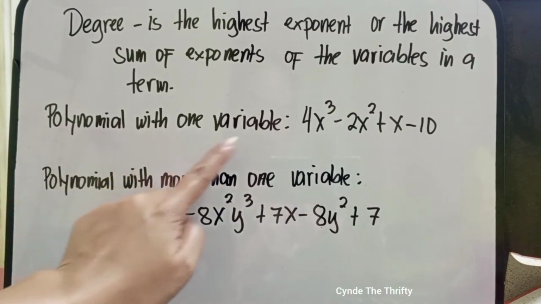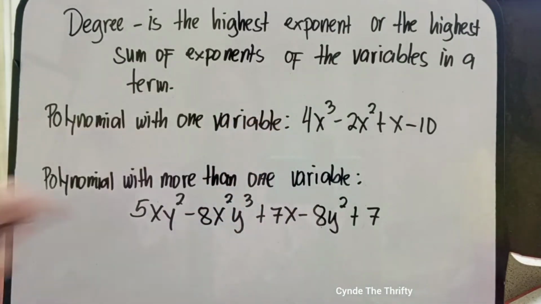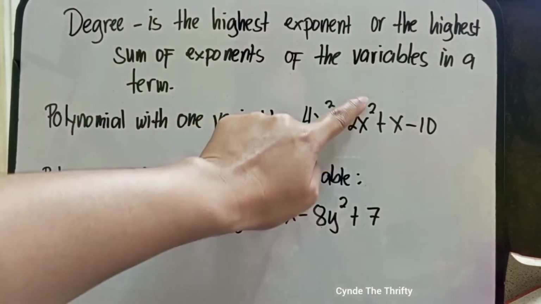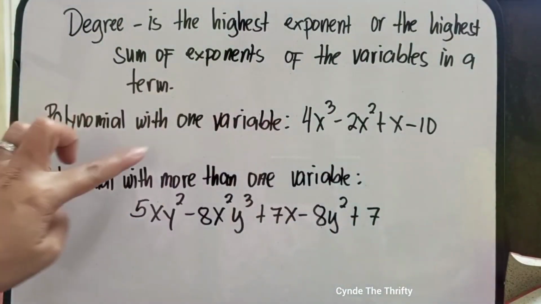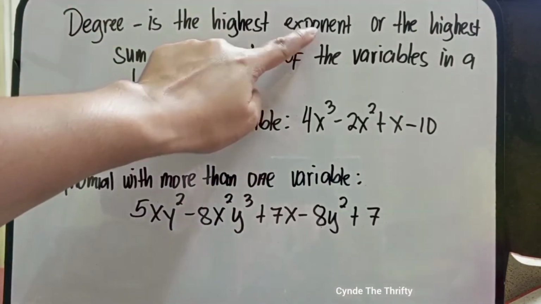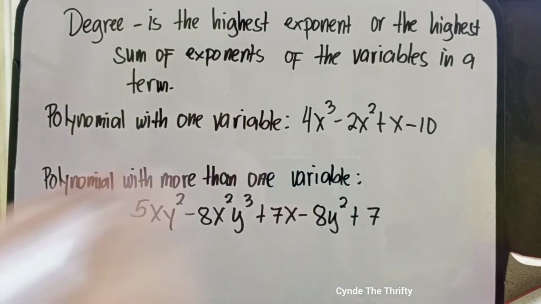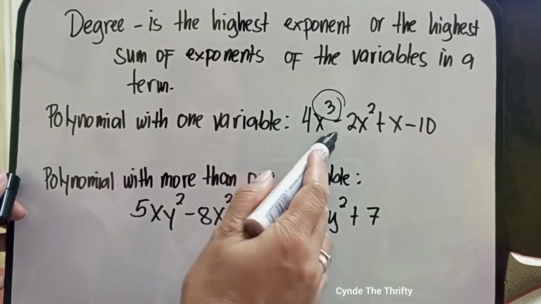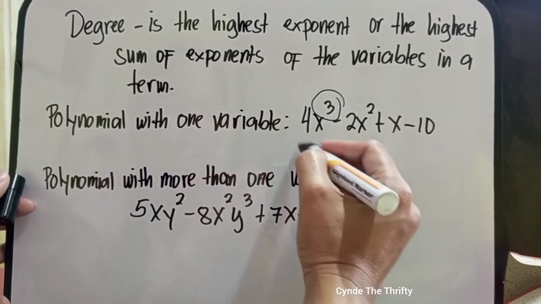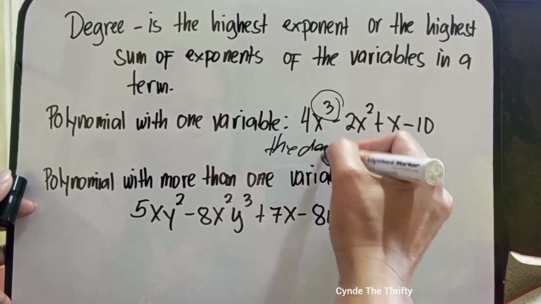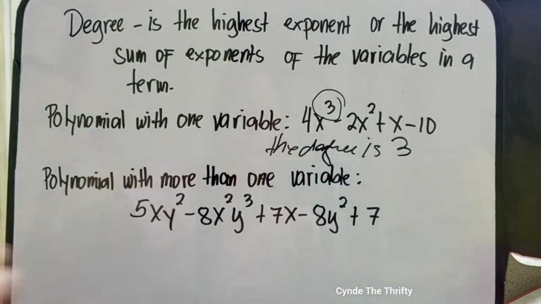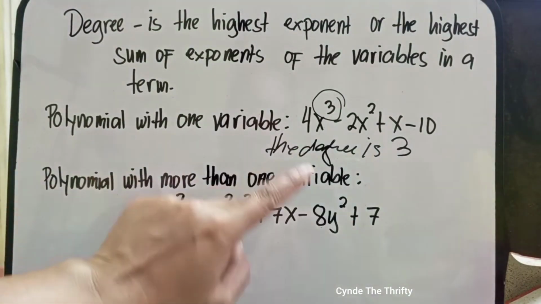Sa ating polynomial with one variable, ano yung degree ng ating exponent dito? So, meron tayo ditong 4x cubed minus 2x squared plus x minus 10. So, ano ang kanyang degree dito? And since isa lang yung variable niya, so ibig sabihin ang titingnan natin is yung highest exponent niya lang. So, ang highest exponent niya dito is 3. So, the highest exponent of this variable, or the degree of this polynomial, is 3. So, ito yung degree niya, 3. And then, another example dito sa polynomial with more than one variable.